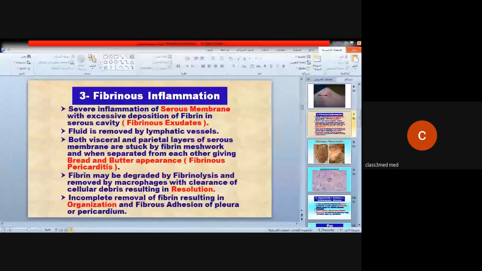This fibrous tissue causes fibrous adhesion of the pleura and the pericardium and interferes with the function of the lung and the function of the heart. This is the serious effect of fibrinous inflammation. Understood? Any questions? Is there anyone who doesn't understand this slide?